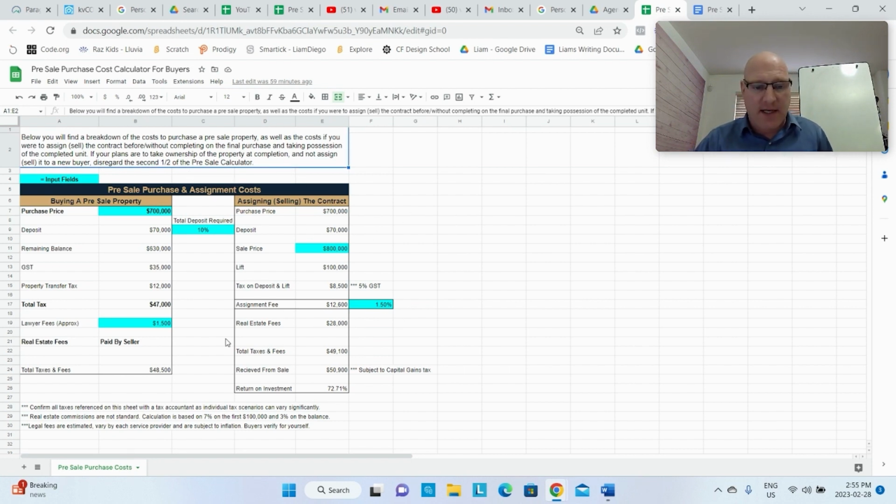Yes, guys, so this part here only applies if you were to assign your contract and sell it before you took possession, not if you took possession and then sold it, but just selling the piece of paper, selling the contract.